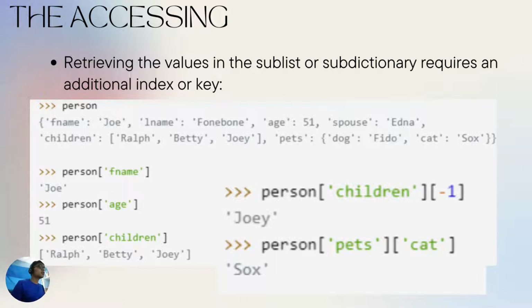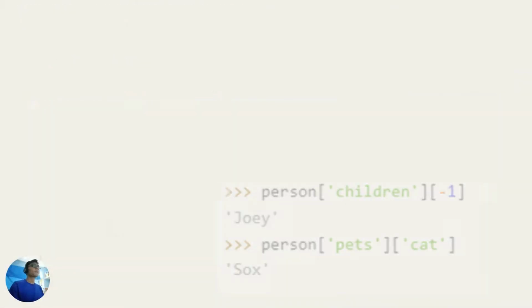Retrieving the values in the sublist or subdictionaries requires an additional index or key. So we all are familiar with what we say, list of lists, right? Nested list. That's the right word. Nested list. Well, how do we access them? We used to use two indexes to access them. Similarly, whenever there is a situation of having nested dictionaries, we do the same thing, right? Okay.